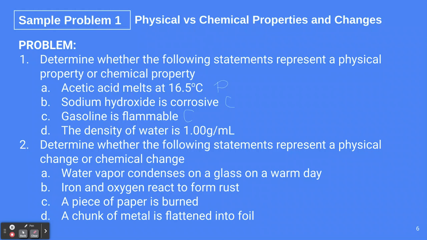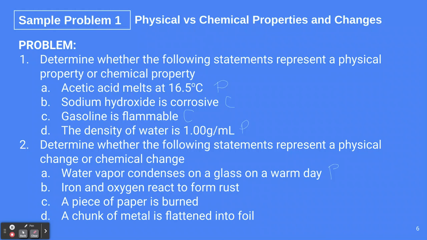And the density of water is 1 gram per milliliter. That is a physical property. So those are all our properties. The next ones are our changes. So letter A, water vapor condenses on a glass on a warm day. This will be a physical change. Remember, condensation is a phase change. You're just taking water as a vapor or a gas and turning it into liquid water.